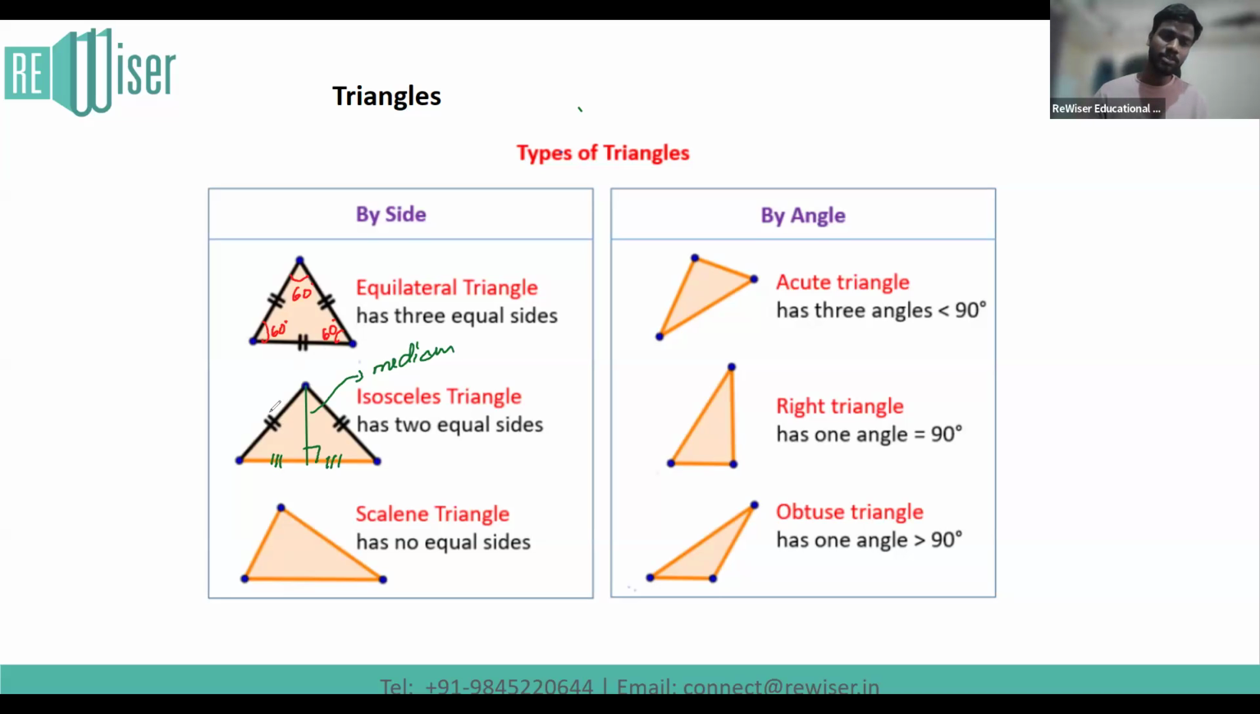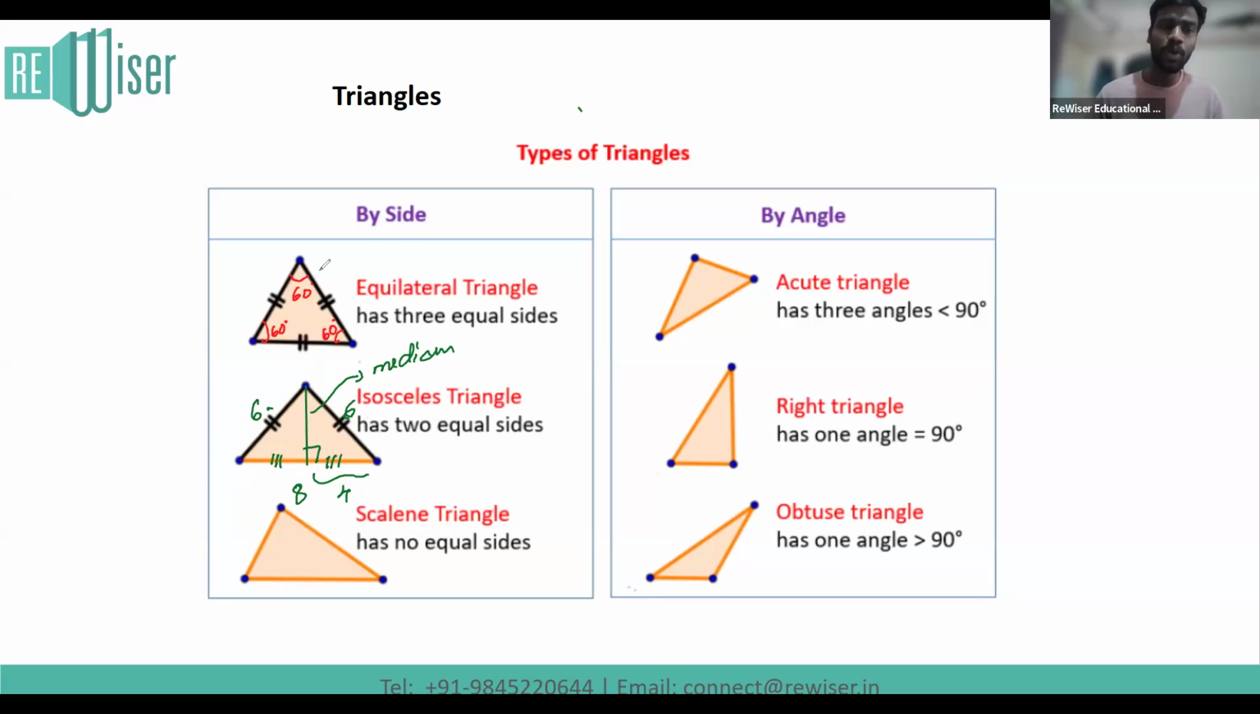Suppose these two sides are given as 6 and 6, and the base is given as maybe 8, and I need to find the height of this triangle. I can split the base as 4 and 4, then use the Pythagoras theorem to find the height, because that will act as the isosceles triangle. That will act as the right angle triangle.